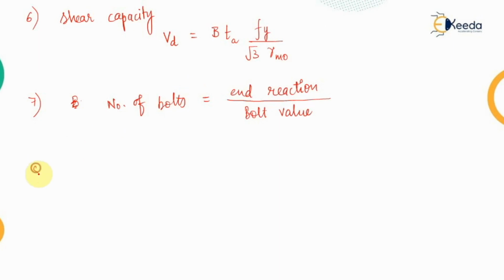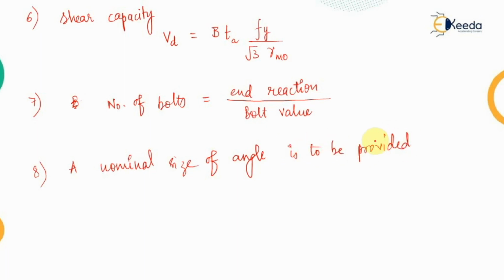And after this, a nominal size of the angle is to be provided, which will not serve any purpose for the transfer of the load. Nominal means that it will not be transferring any kind of load. The only purpose is to maintain the lateral stability that is provided at the top of the flange of the beam.